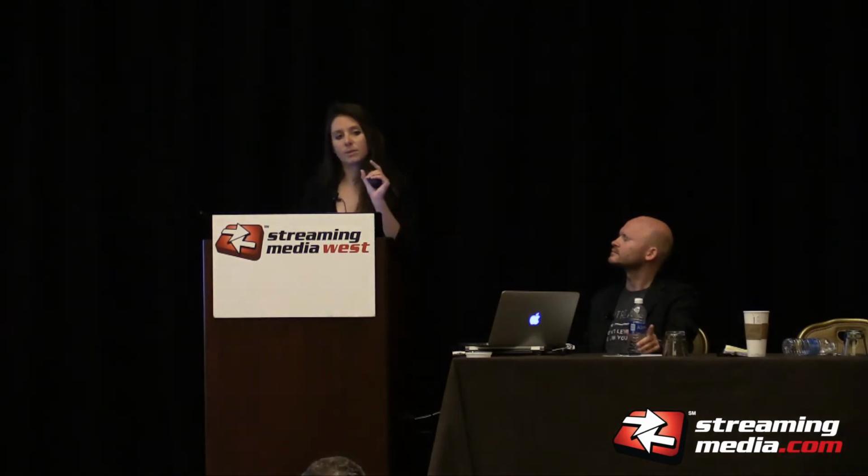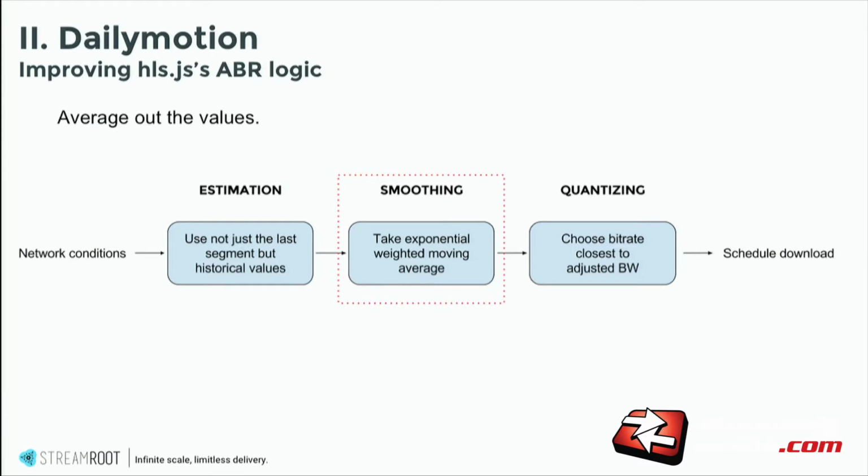One of the easiest things to do is not just to take the statistics from the last segment that was downloaded, but to use a range of historical segment data. That's what they did for this. Next, you apply to that range of data an average or some sort of smoothing function in order to eliminate any outliers and to get to an average bandwidth available to the player. And then again, you choose a bit rate according to that.